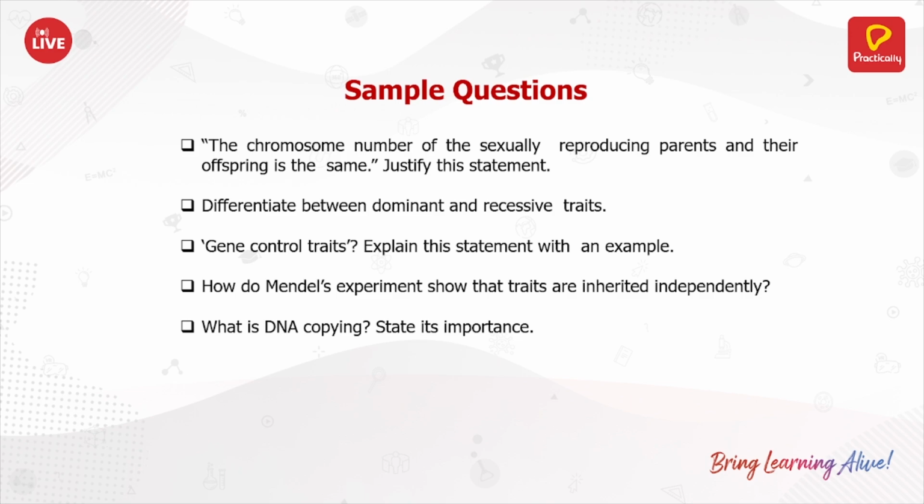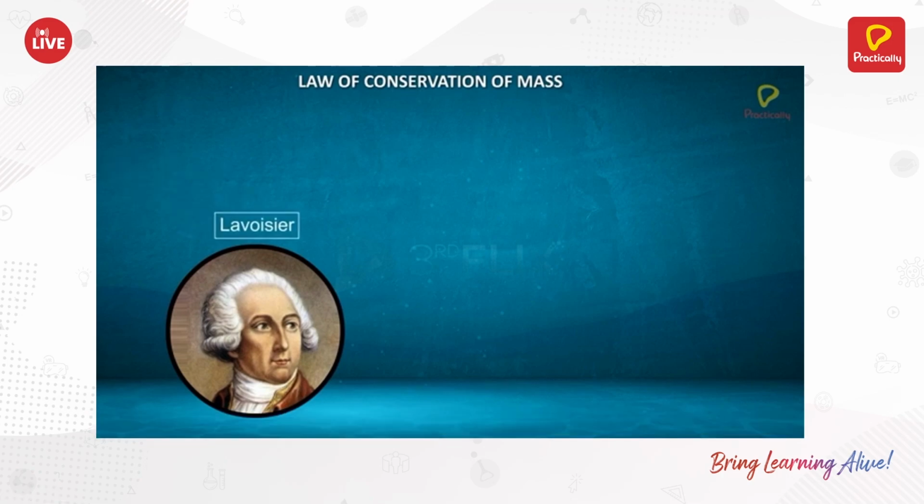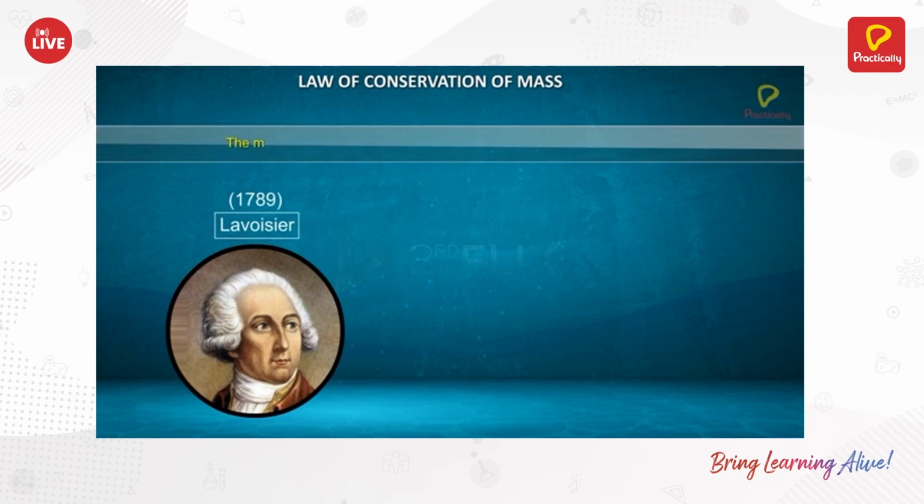Now, Tanvi ma'am will give some insights about chemistry. Now let's see how we are going to cover our chemistry syllabus. This is one of the topics of class 9, that is the law of conservation of mass. It was given by Lavoisier in 1789 and it states that matter can neither be created nor destroyed during a chemical change. Or simply we can say that the total mass of the products is always equal to the total mass of the reactants.